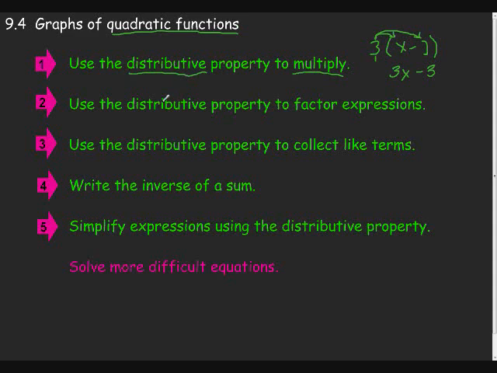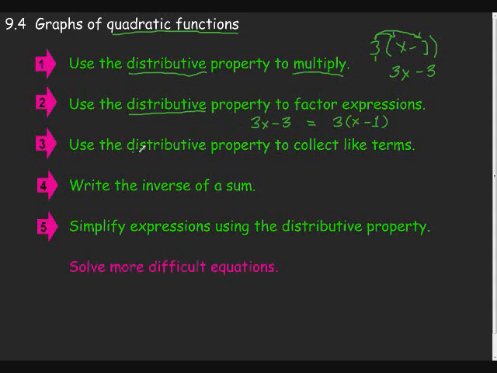We're going to use the distributive property to factor expressions. So if I had 3x minus 3, I could use the distributive property here to figure out how to factor that, couldn't I? I would see that I have a common monomial here, 3. When I divide 3x by 3, I get 1x. When I divide a negative 3 by a positive 3, I get negative 1.